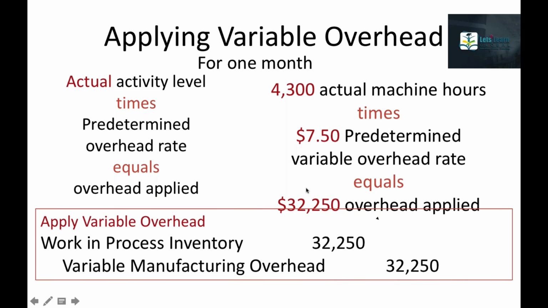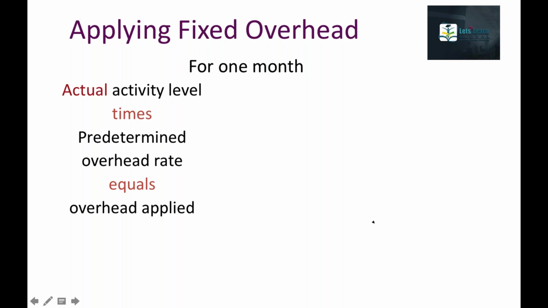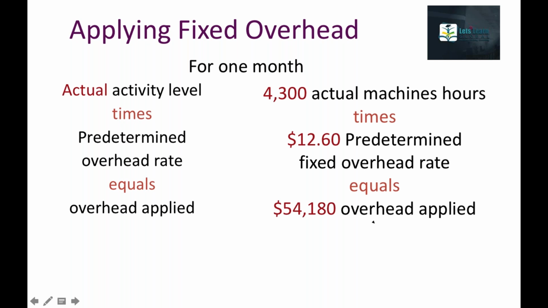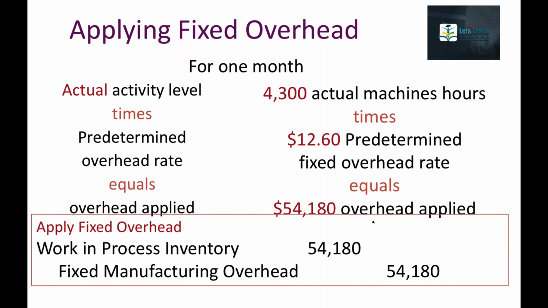Let's see. So we are charging this to a production process, work in process, 32,000. Variable manufacturing overhead applied is 32,250, and fixed overheads are 12.6 per machine hour, and we used actual 4,300, estimated an amount of 54,180, and the entry goes like this.